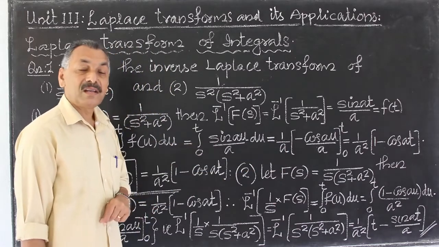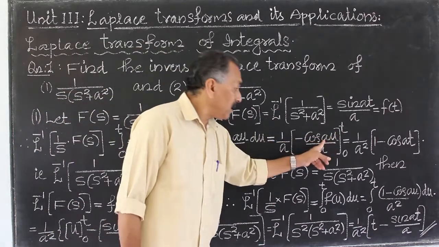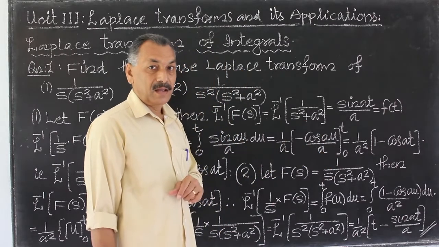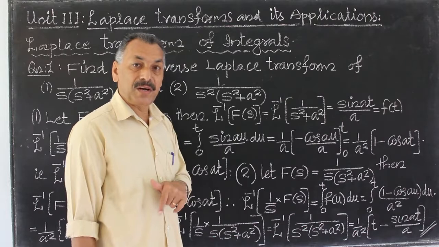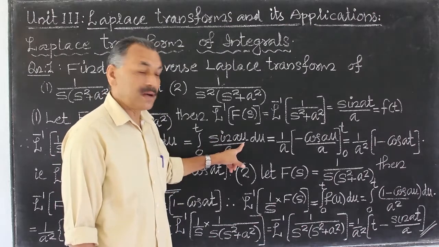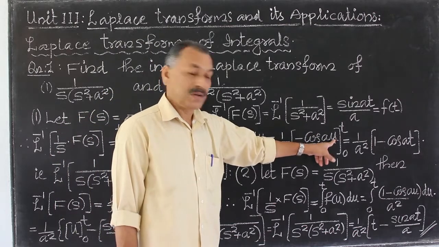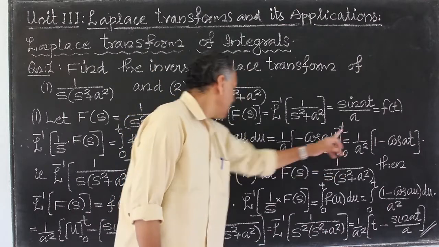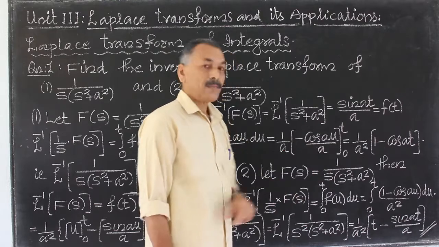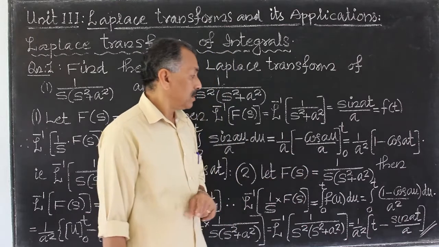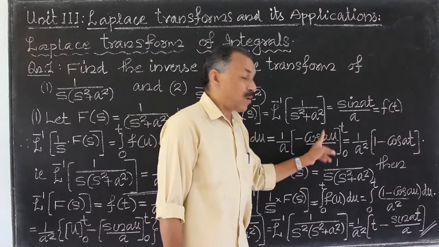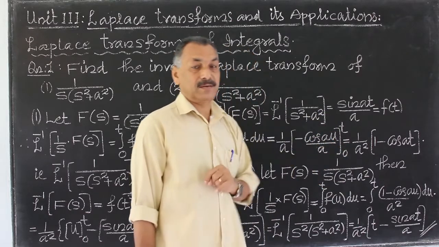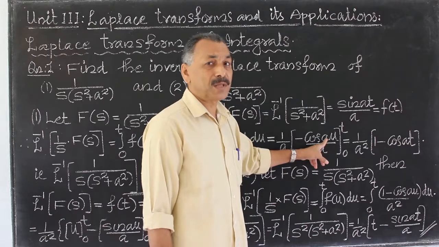What is the integral of sin au? It is minus cos au, divided by the derivative of au, which is a. Integrating, we get minus cos au by a between the limits 0 to t. That is 1 by a square into: upper limit, apply cos at, minus lower limit, cos 0, whose value is 1.